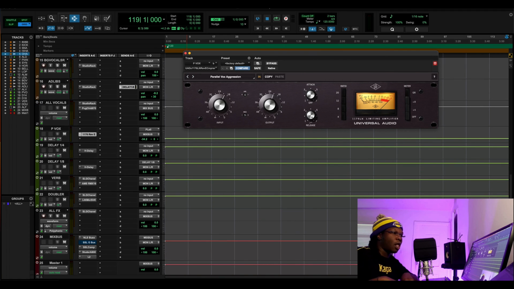Blackface 1176. So with this one, this was the revision, and this is the low noise version. The great thing about this is I'm using the parallel vocal aggression, which is the preset that I like. It helps the mixes pump and breathe, and especially for the vocal, it really helps bring out the nuances of a vocal, and it helps everything be up front.